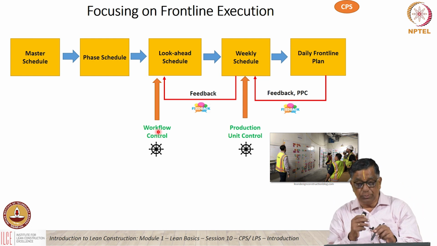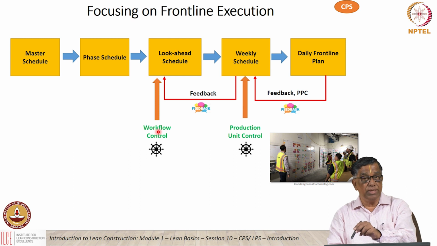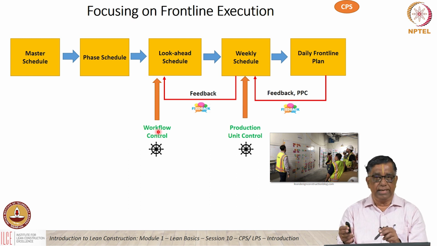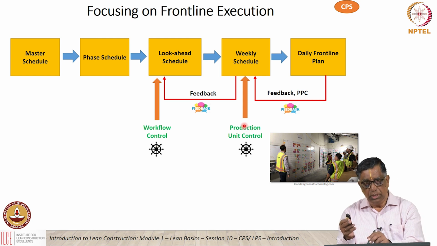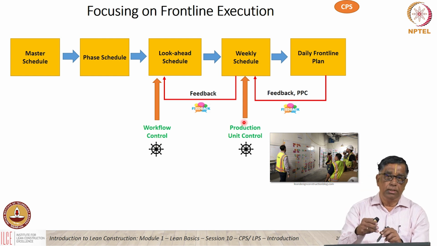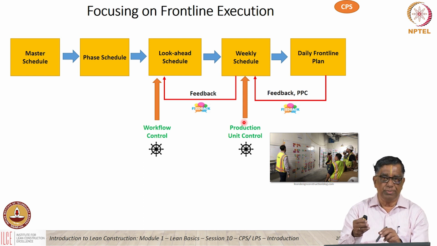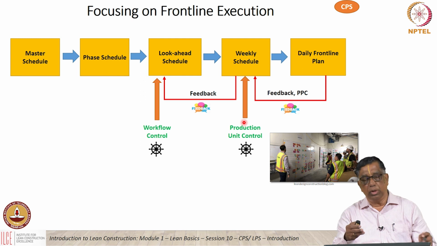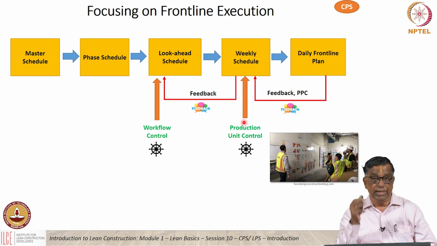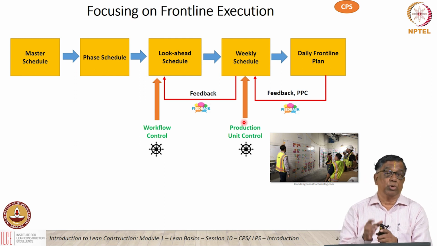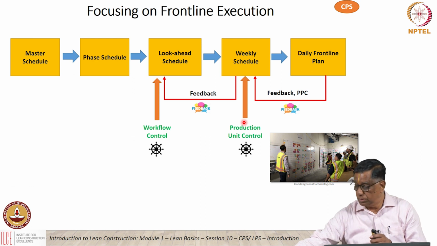And then the actual production takes place only on the daily basis. So the weekly planning and the daily planning constitute the actual production control. So we have the workflow control and we have the production control, all linked upon a feedback cycle. So then the reliability improves much better, and the overall production also. We are heading towards the project as a production system that we should keep into account.